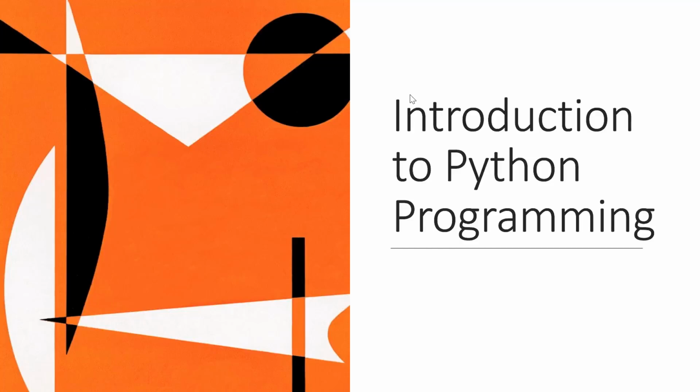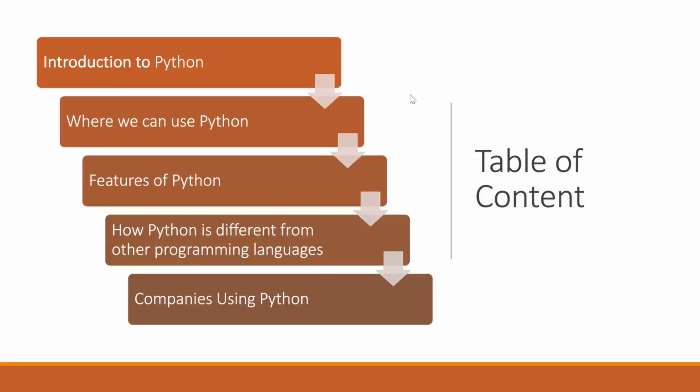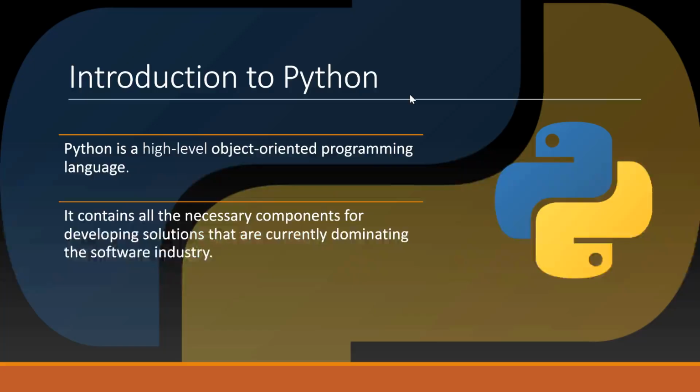Here in this video, we will give a brief introduction to Python programming. So we start off this video by understanding what is Python and where we can use it. After this, we will discuss some of the key features of Python and we will also discuss what makes Python different from other programming languages. In the last, we will discuss some of the major companies that are using Python. So let's start off with the very first topic.